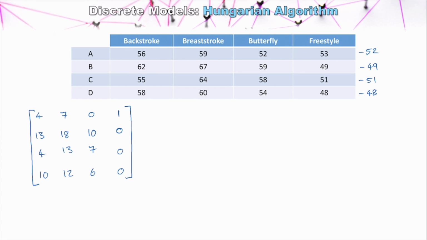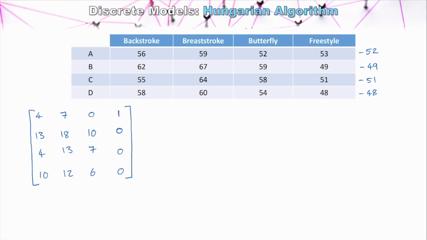And that now gives us a new array where we're trying to allocate them with the smallest number of zeros. However, we can actually do this both ways, and this is what step 2 looks at. Let's look at the columns, the backstroke, breaststroke, butterfly, and freestyle, and ask what is the minimum additional amount of time that we're going to cost no matter what.